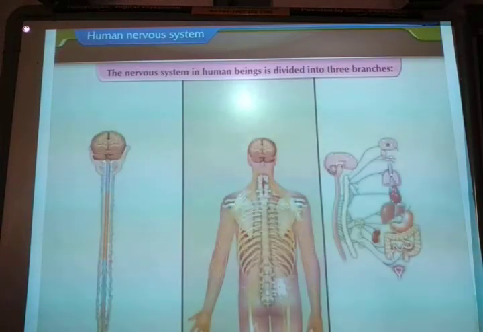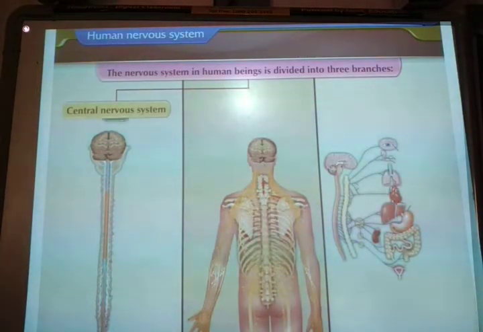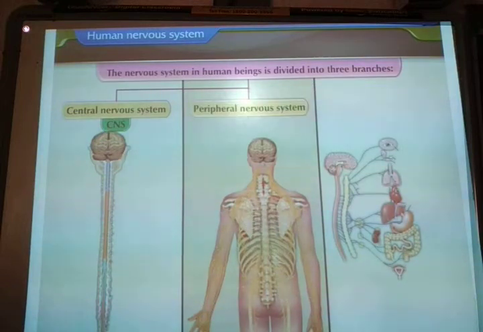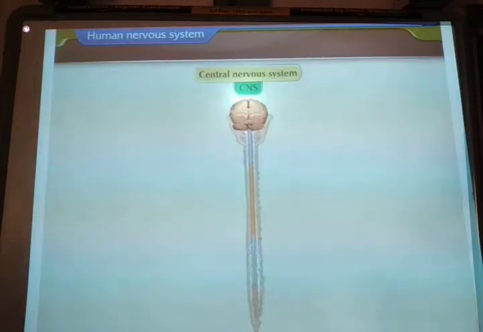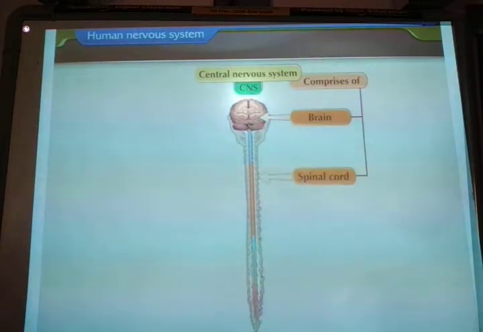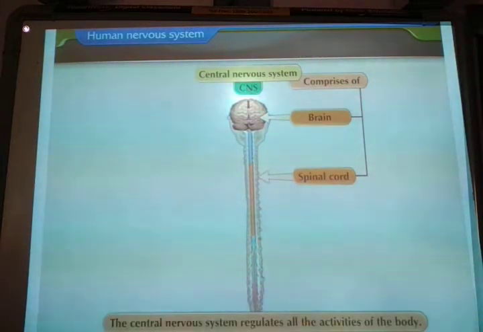The nervous system in human beings is divided into three branches, namely the central nervous system or CNS, the peripheral nervous system or PNS, and the autonomic nervous system or ANS. The central nervous system comprises the brain and the spinal cord. The central nervous system regulates all the activities of the body.